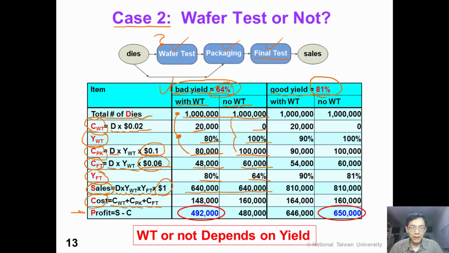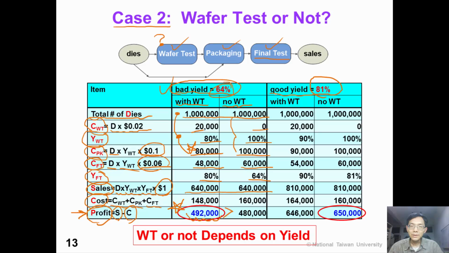So, the bottom line, the profit is equal to the total sales S minus the total cost C. We can see that the first case with wafer test is larger than the second case. So we have better profit with wafer test. We save some packaging cost because we have wafer test.